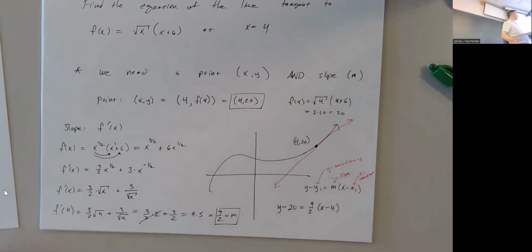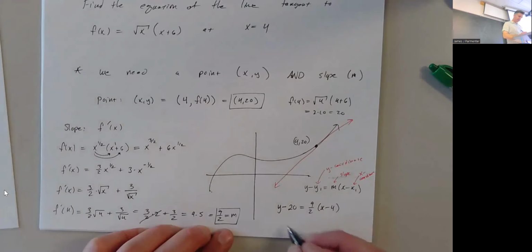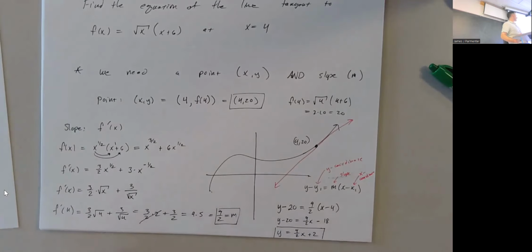And if no one says you have to do anything else, you could leave it like this. Often people expect you to write this in the more standard form, y equals mx plus b. So I would distribute the 9/2 and say y minus 20 equals 9/2 times x. And 9/2 times 4 is 36 over 2, which is 18, so minus 18. And then I would add 20 to both sides to get y equal to 9/2 x. And negative 18 plus 20 is plus 2. That would be the more standard way of writing the equation there.